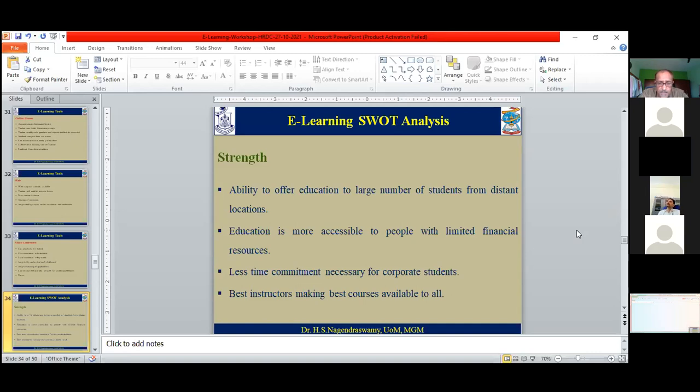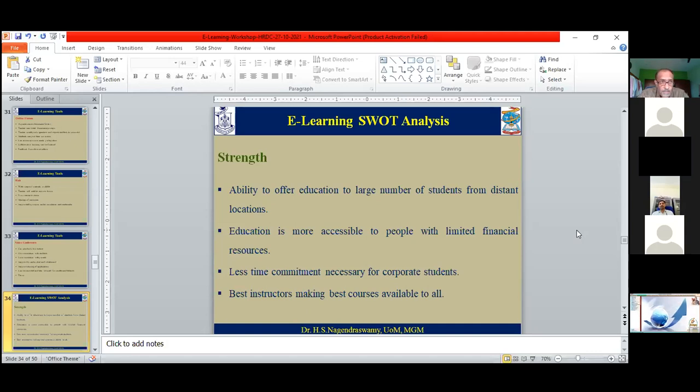Best instructors making best courses available to all. Many times I have already mentioned that some institutions are known for some subjects. For example, if you take engineering colleges, in Mysore we have roughly about 8 engineering colleges. Whenever you want to take a course like electronics and communication, you will see which engineering college is best for electronics and communication in Mysore. Similarly, which college is best for computer science and engineering, and similarly mechanical, civil, etc.